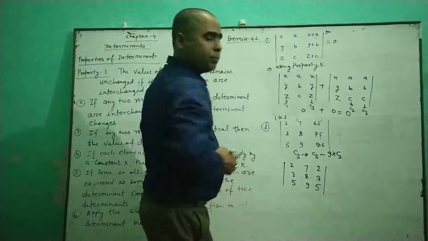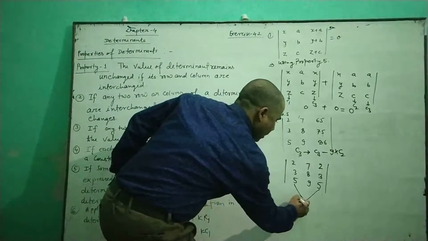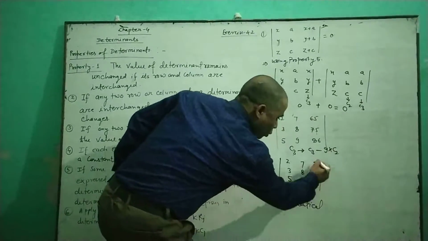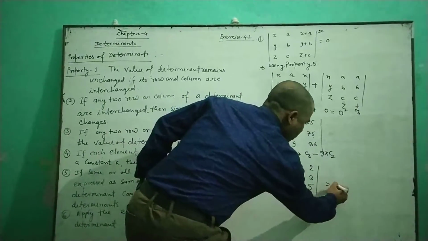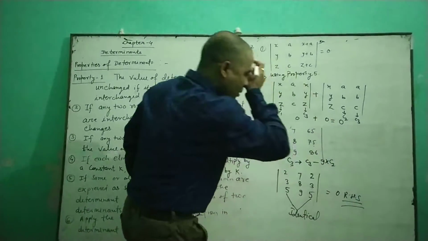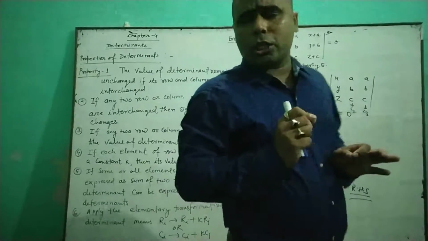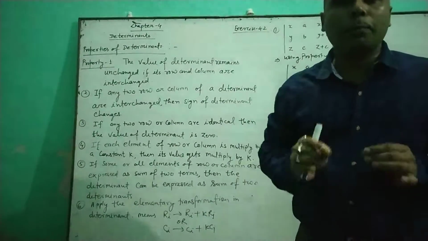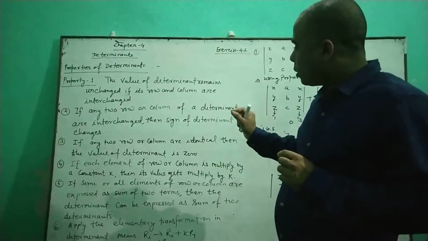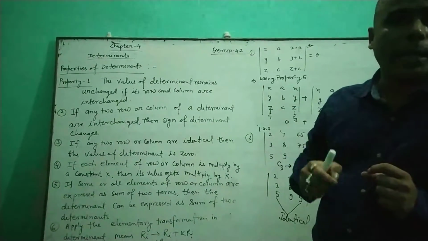Now we can see here C1 and C3 are identical, so the value of the determinant will be 0. Now right hand side as proved. How we can use the property? Each and every property you have to remember, and according to concept base you have to set in your mind.